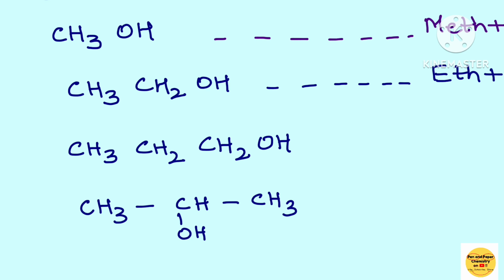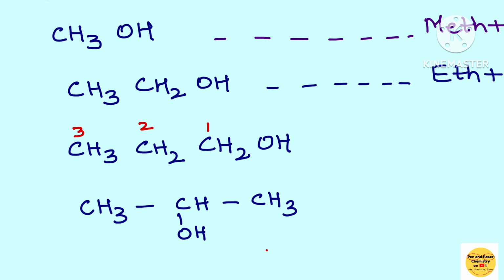Step 1. Number the carbon chain. While numbering, you have to remember that the lowest number should be given to the carbon to which the functional group is attached. So, do we start numbering from left to right or right to left? Yes, correct. So, we will start numbering it from right to left. 1, 2 and 3.